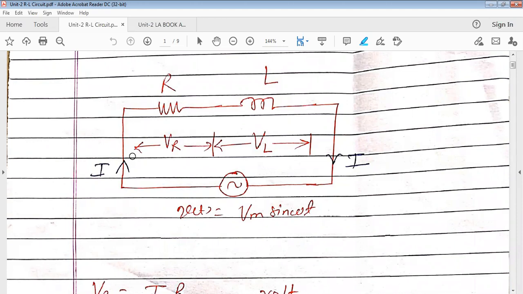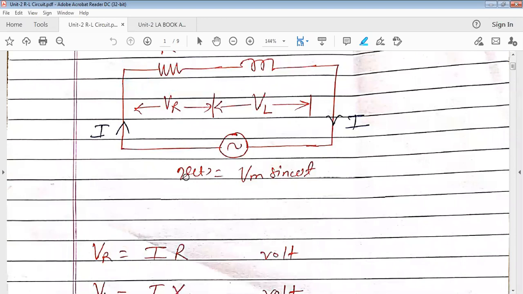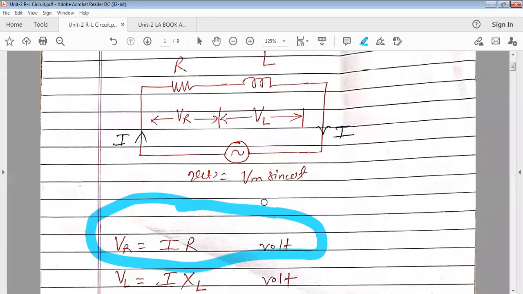So here, as current is flowing through resistance R, how much will be the voltage drop across it? VR. VR is the symbol for voltage drop across resistance. What is the formula for VR? I into R. Correct. See here I have written both the values VR and I. Which one will you consider here? In this formula, VR is equal to I into R, VR and I, which value? RMS value, root mean square value.